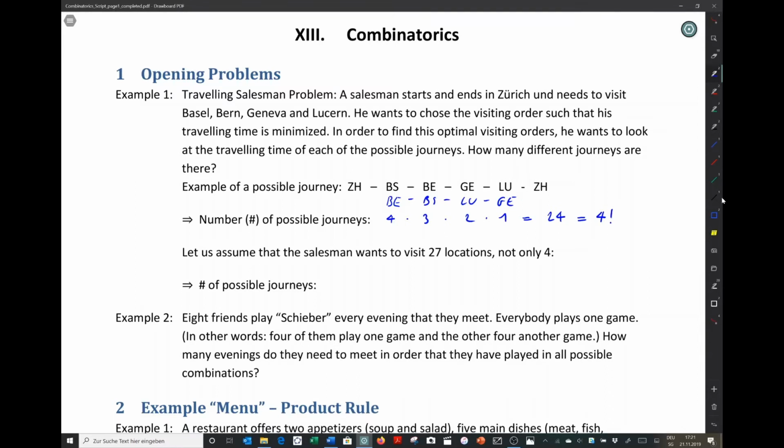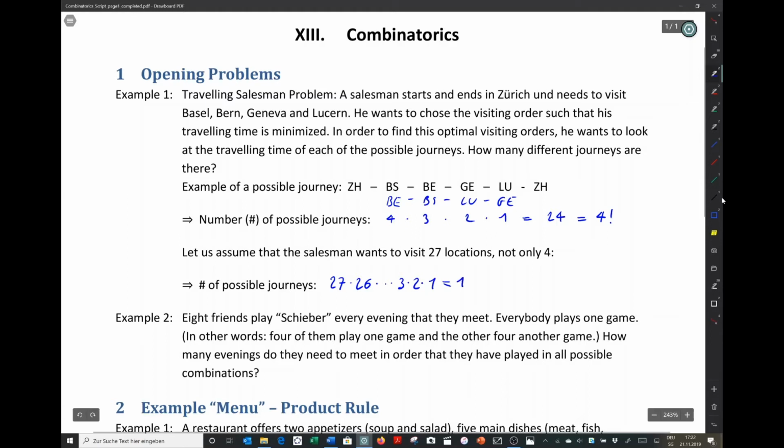Let us now assume that he wants to visit 27 locations, not only 4. So the number of possible journeys is now 27 for the first location, times 26 for the second one, and so on, times 3 times 2 times 1, which yields, well, make a guess. Stop the film now and continue once you have made the guess. Okay, here comes the result.